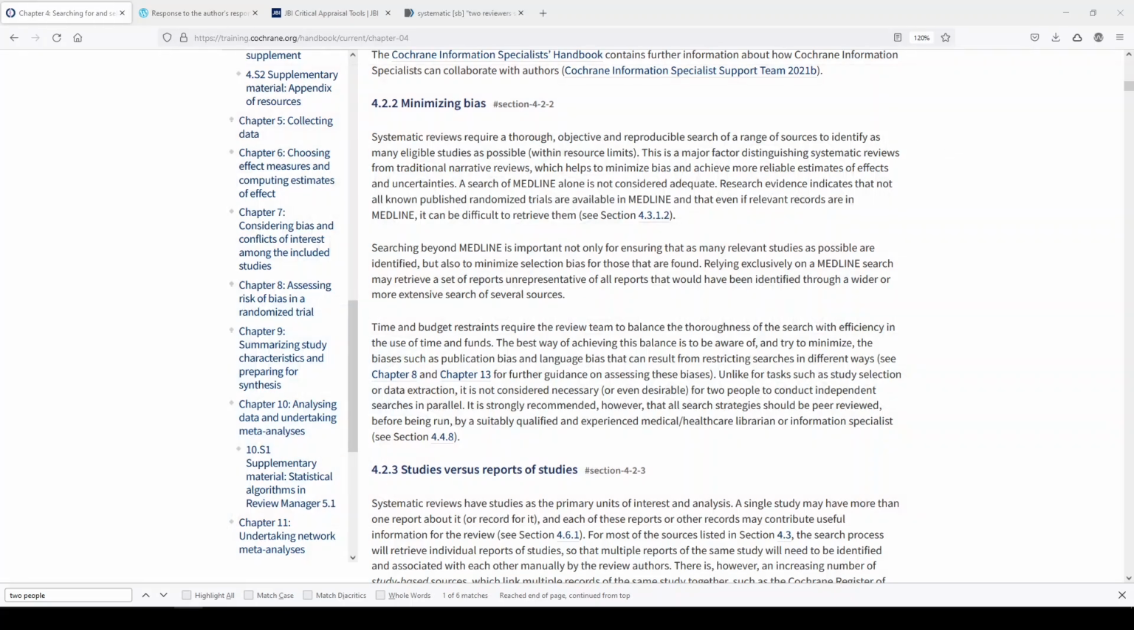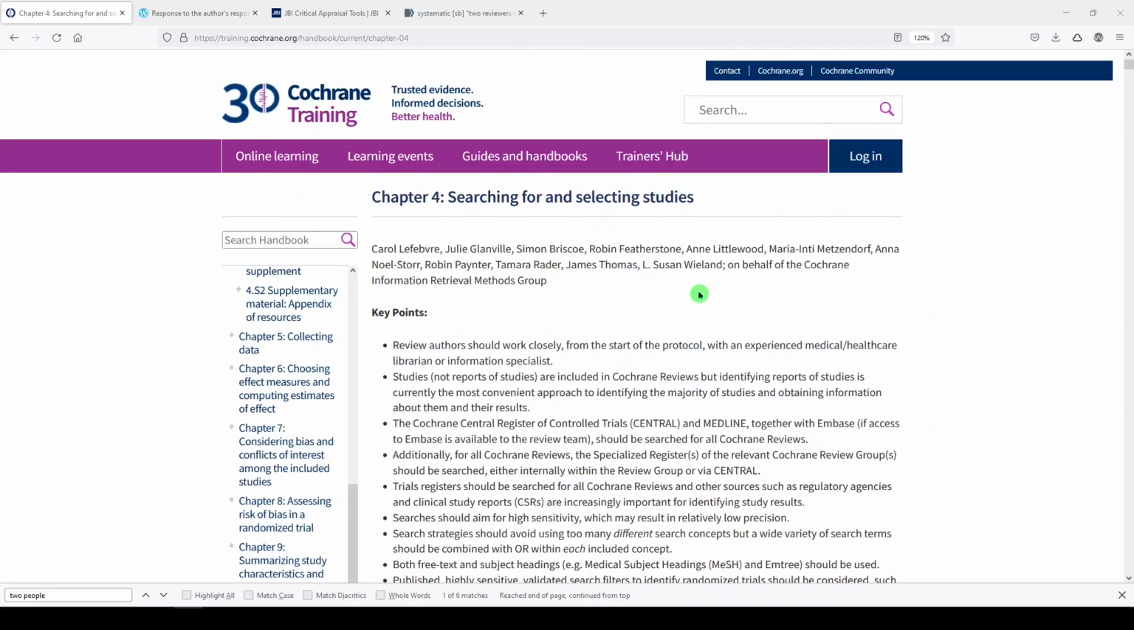Hi, it's Carrie. In this Methods Monday, I wanted to talk about the best practice for carrying out your systematic or scoping or other evidence synthesis review search. And I have the Cochrane Handbook pulled up here in my browser, Chapter 4, Searching for and Selecting Studies.